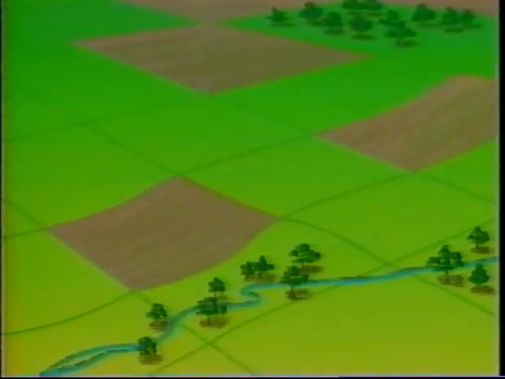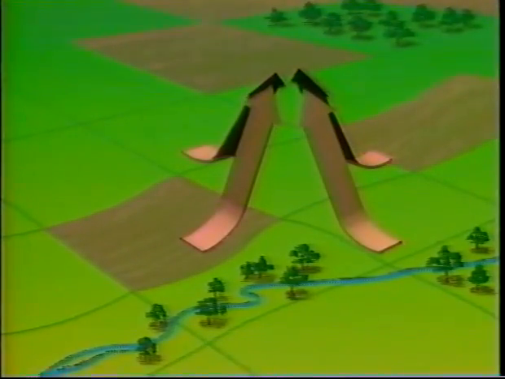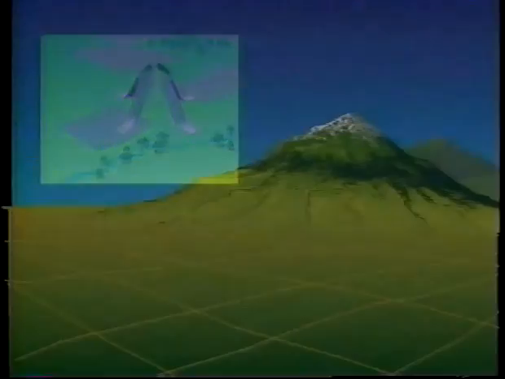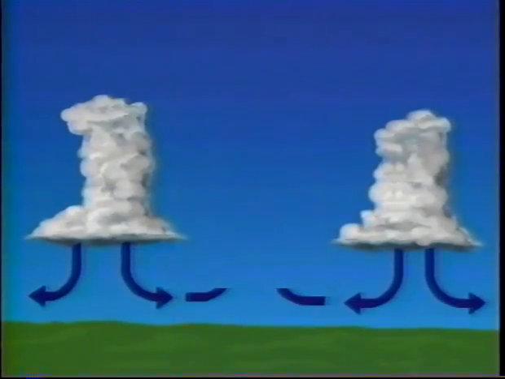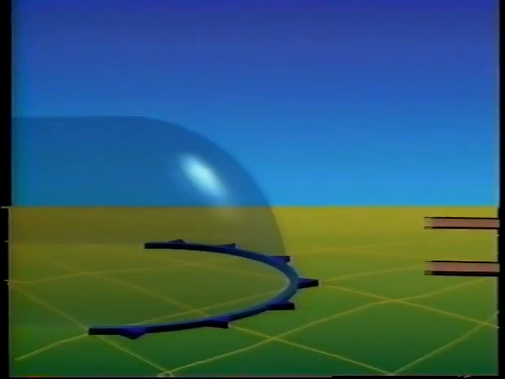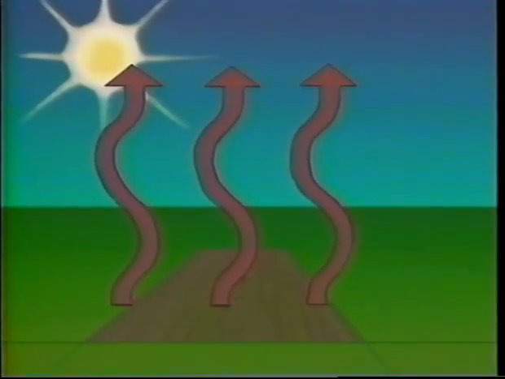But some sort of lifting action must provide the initial boost to start the unstable air on its upward travel. This lifting can result from various sources, such as rising terrain, converging airflow, fronts, or convection from heating of the Earth's surface.